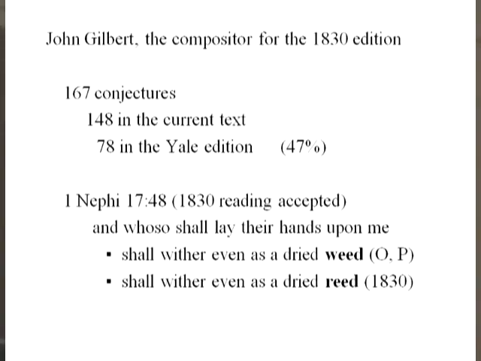John Gilbert, who's the compositor or typesetter for the 1830 edition, made 167 conjectures. A large amount of these are accepted, 47%. The reason they're basically accepted is he had a lousy reading in front of him. Something had to be done, and he pretty well guessed right. That's why his percentage is pretty high.